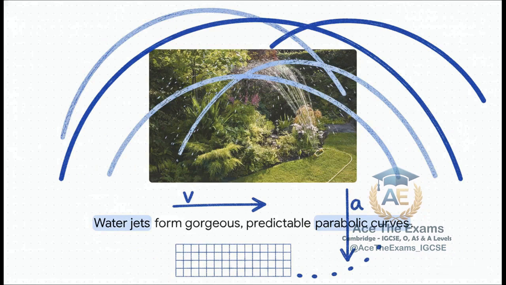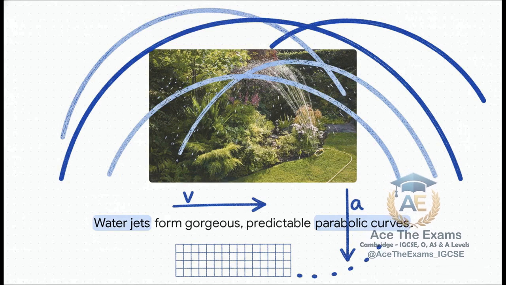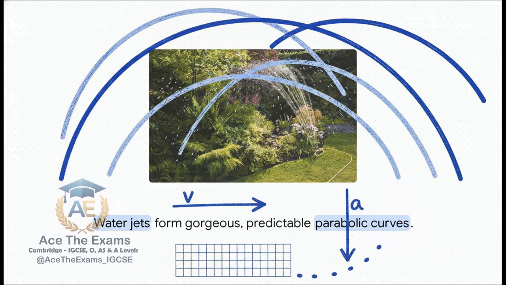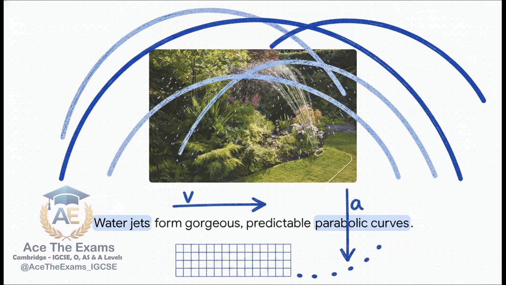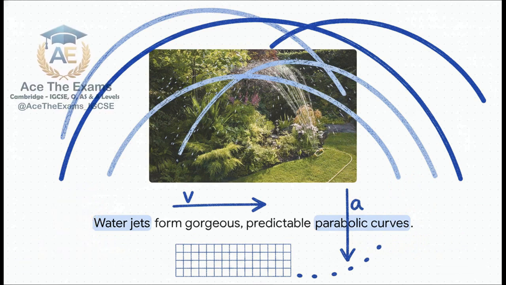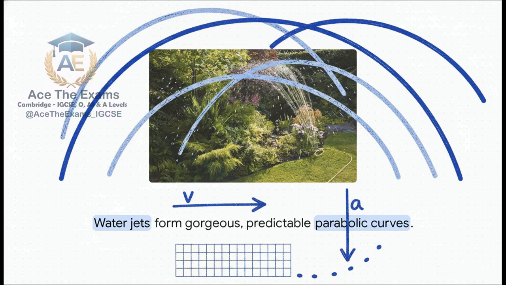You know, you can actually see this physics happening right in your own backyard. Notice how the water jets from this garden sprinkler form these gorgeous, totally predictable curves? That shape is called a parabola. It's literally the physical manifestation of our kinematic equations right before your eyes. Constant horizontal velocity perfectly layered on top of vertical acceleration due to gravity.